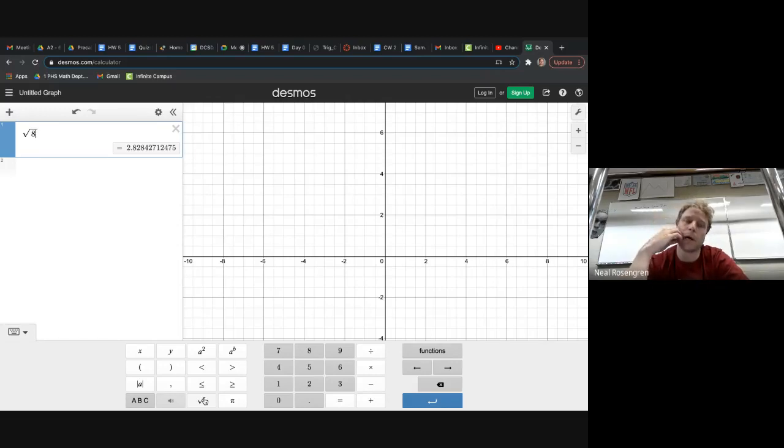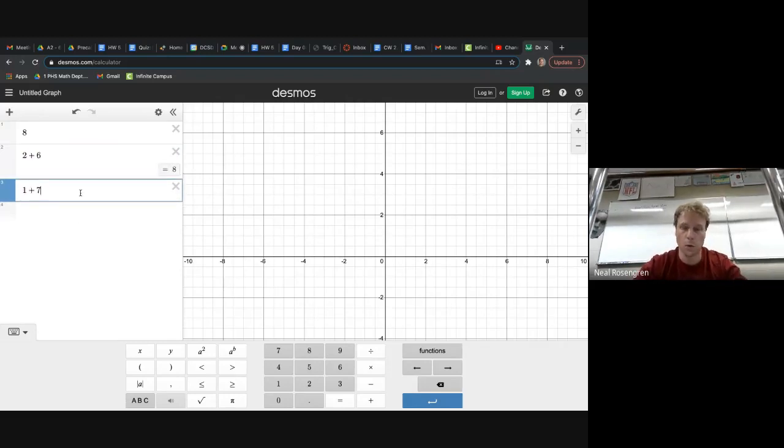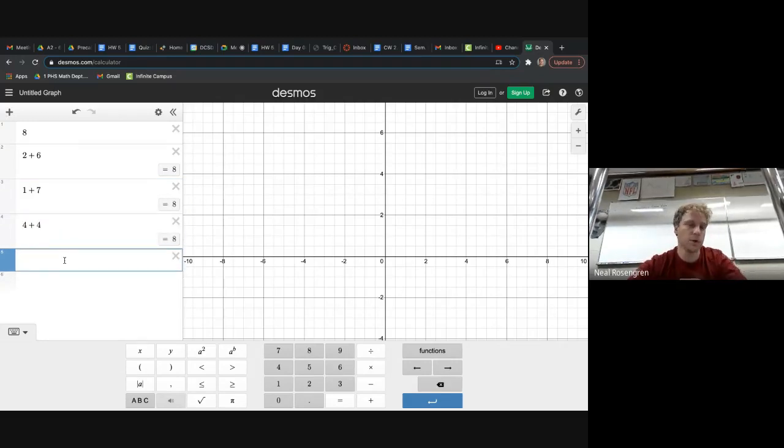But if you end up with something like the square root of 8, that number on its own is obviously not very nice. Now, what we do know about a number like 8 is that it's the same as 2 plus 6, or 1 plus 7, or 4 plus 4. They're all 8. But it's also lots of negatives and whatever. But I don't want to deal with any negatives. I don't want negatives under my square root.